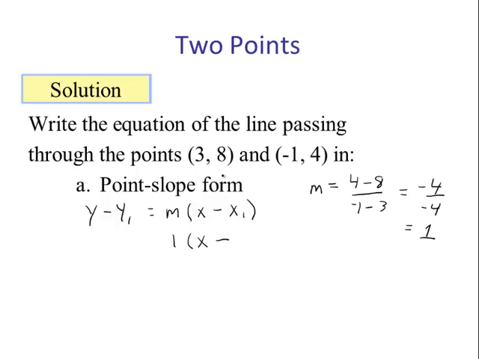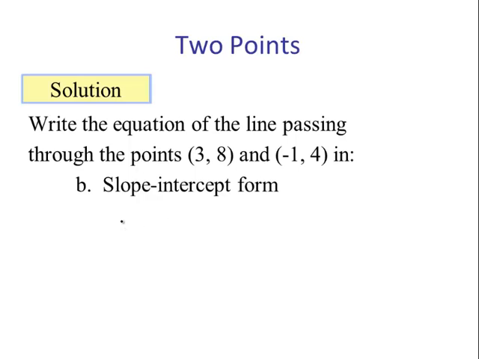We can use either point. I'm going to use the first point, so this is going to be a 3. And for the y coordinate, it's going to be an 8. This is the point-slope form for the line passing through these 2 points. Now if I use this point, the equation would look different, but in the end it would be exactly the same line.